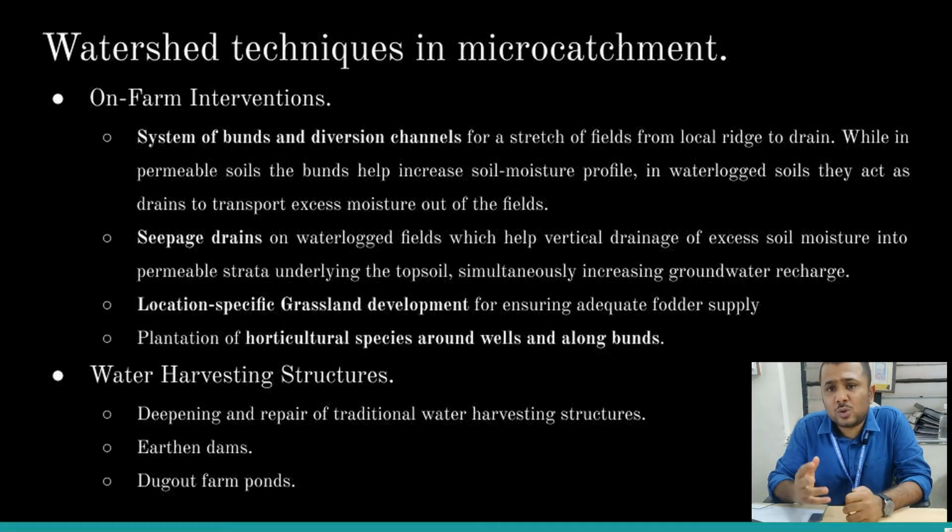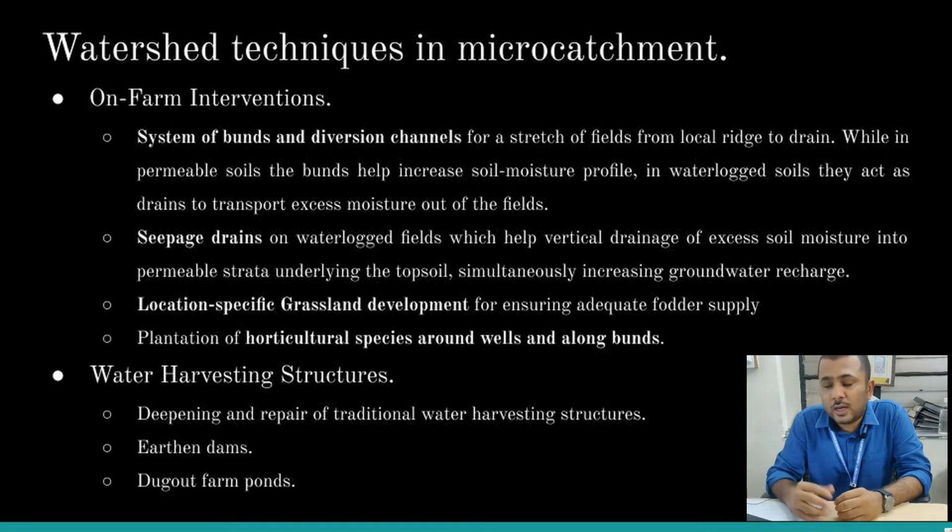The next thing is to grow grass at some specific areas. For example, if you find the slope of your bund is too high, you can go for grassland in those areas in order to retain the soil that is getting eroded. So basically, the grass helps you retain all the soil that is available in the farm. Next, you should grow more horticulture species plants across the bunds and the wells of your farm.